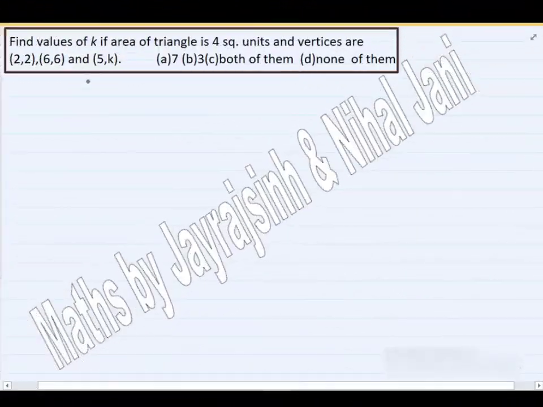Ta-da! In this question, we have to find the value of k if area of triangle is 4 square units and vertices are x1 y1, x2 y2 and x3 y3, right?